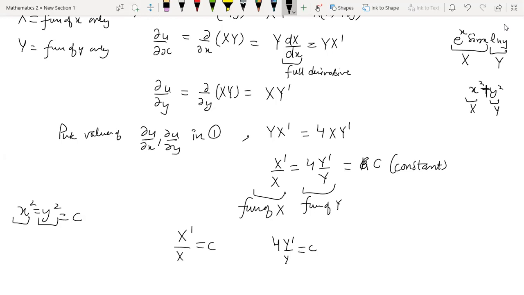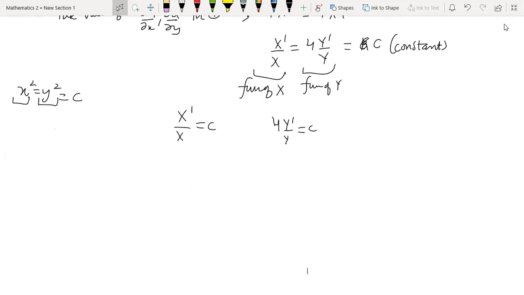Now X dash by X is also equal to c, and 4 times Y dash by Y is also equal to c. So now you can solve this one. Now what is this? This is an ordinary differential equation of first order, and this is also an ordinary differential equation of first order, right?